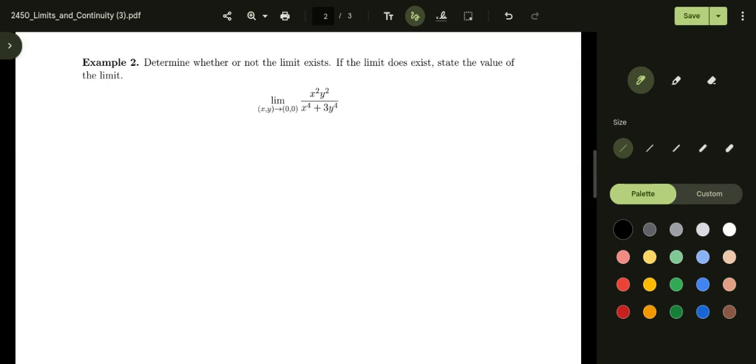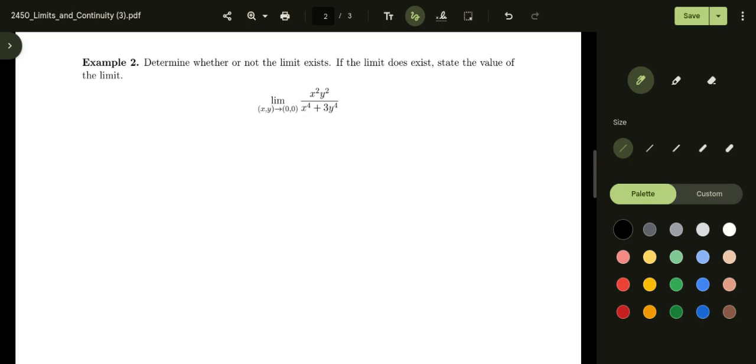So we're asked to determine whether or not the limit exists. If the limit does exist, state the value of the limit. And so here we're taking the limit as xy approaches 0, 0 of the function x squared y squared all over x to the fourth power plus 3y to the fourth power.